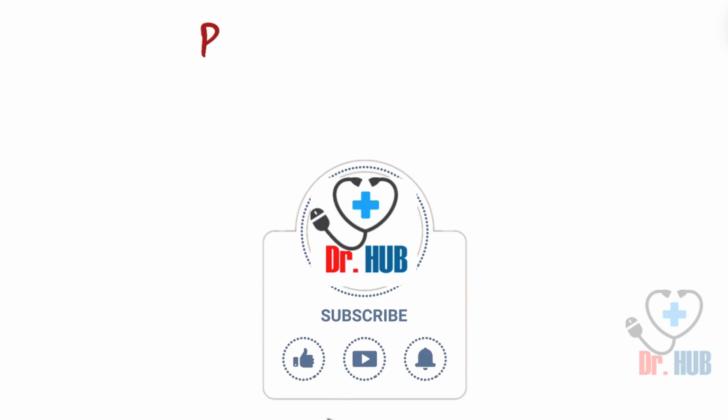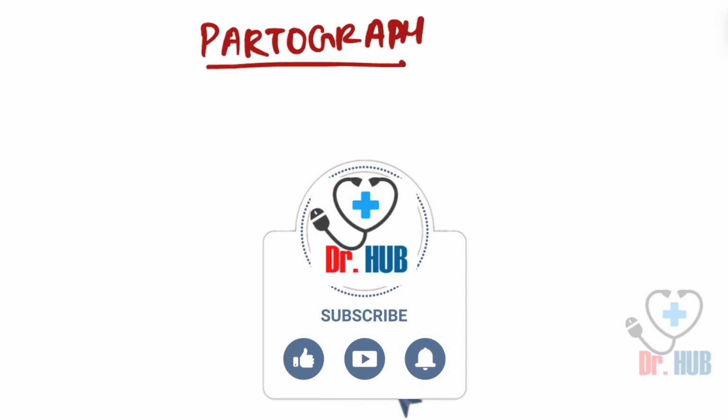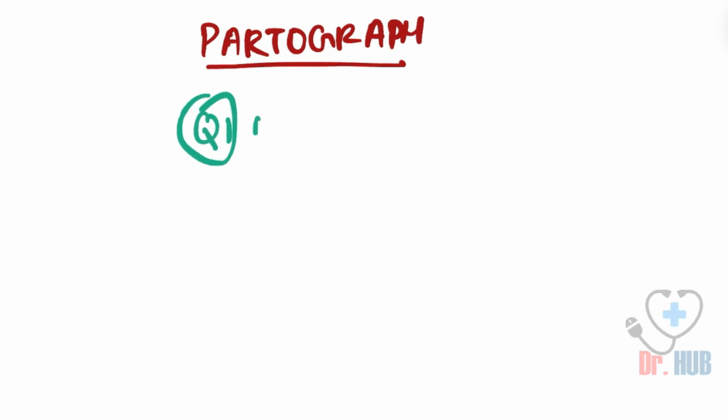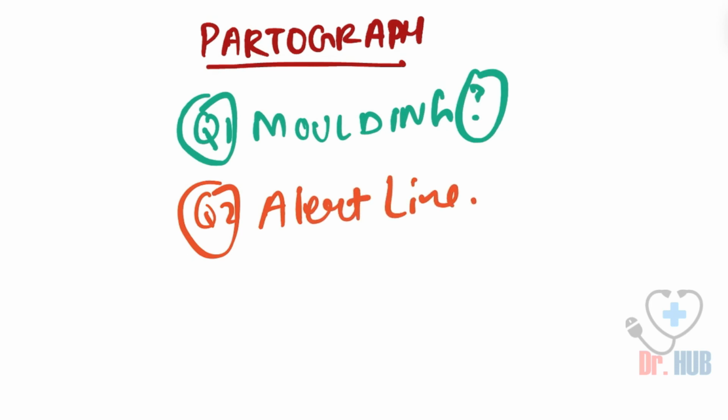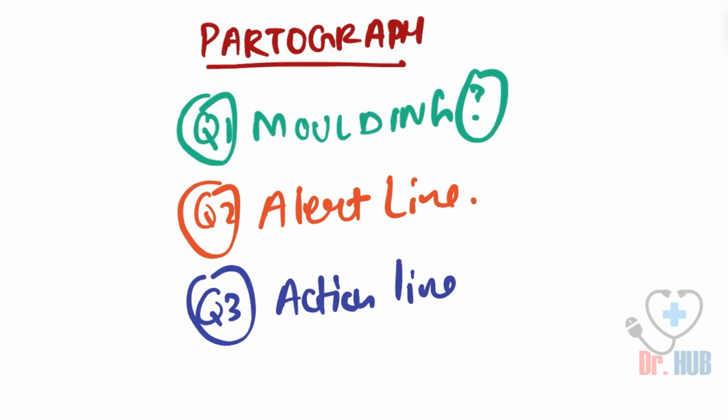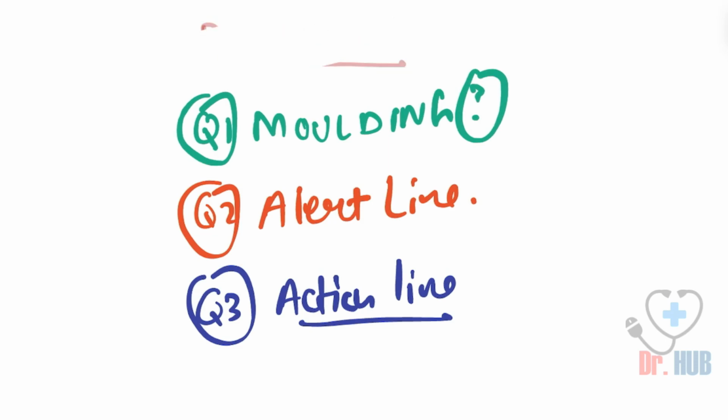We are going to learn about the partograph. So what is the partograph? So we start off with questions. The first question is, what is molding? The second question is, what is the alert line? And the third question is, what is the action line? So in this video, we'll find out the answers to all these questions, and there are some bonus questions at the end of the video.